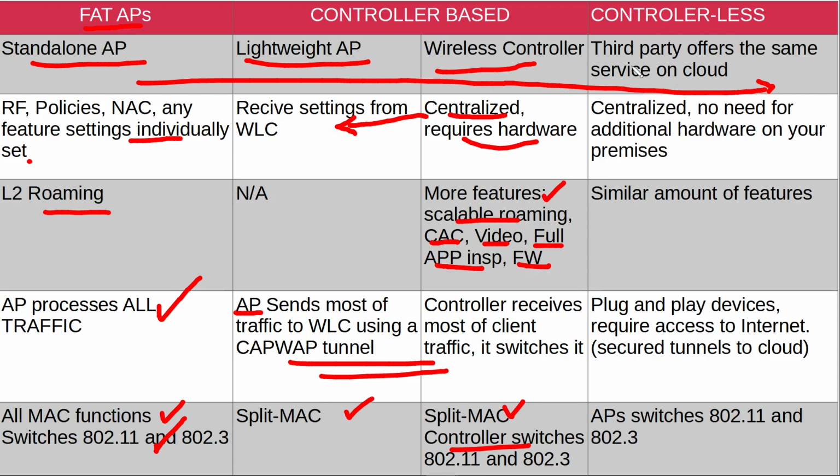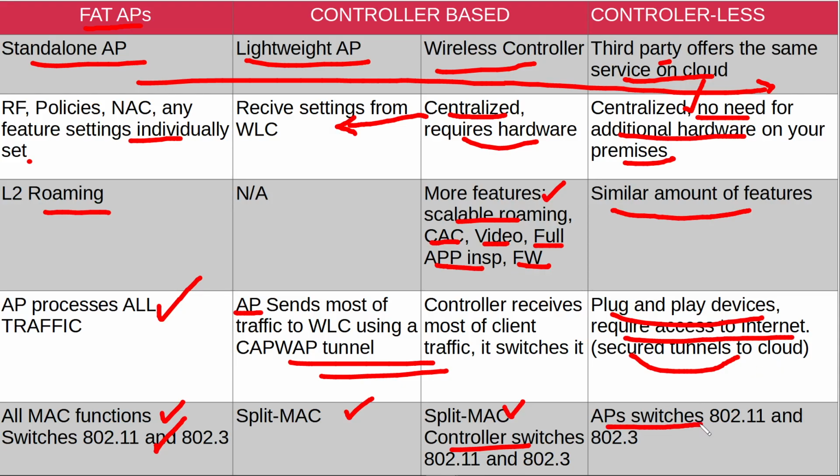In this solution, a third party will offer you the same solution but on the cloud. It is still centralized, but you don't need additional hardware on your premises anymore. This solution will offer a similar amount of features, and these devices that will get controlled over the cloud will be plug-and-play devices. And once they connect to the internet, they will create secure tunnels to the cloud. The only thing that you must provide is internet access to these devices. In these cases, the access points will be in charge of switching traffic between the wireless network and the wired network.